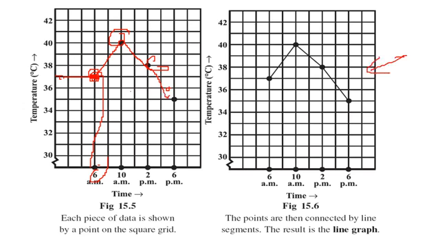So each piece of data is shown by a point here. If you want to use a square grid, it will be very good. Then the points are connected. They are actually connected by line segments, and the result is the line graph.